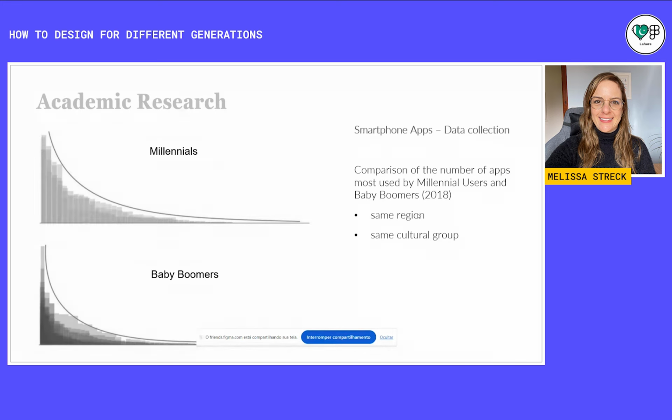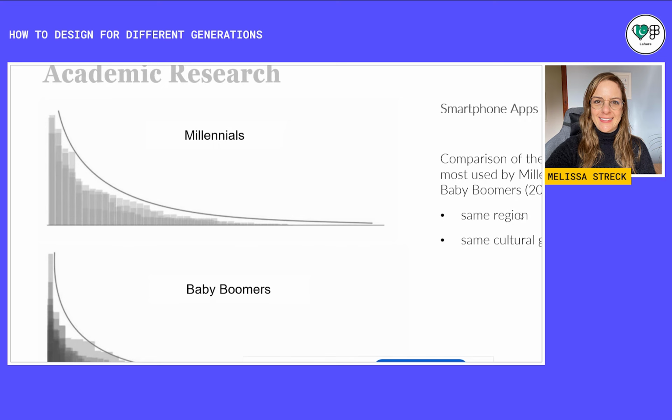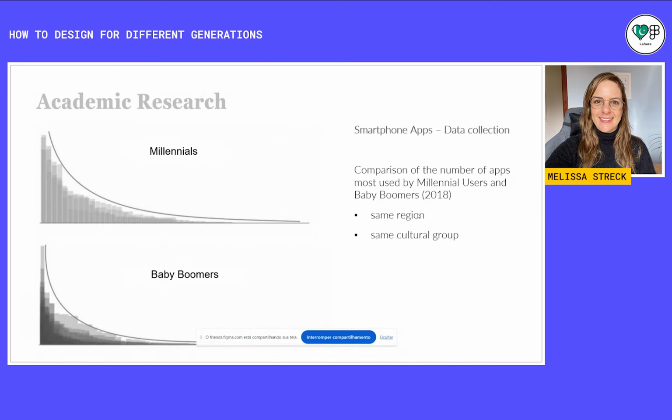So let's talk about my academic research. During my PhD, I did a comparison between two generations. First, I collected data on what the baby boomers had on their smartphones, which apps they used and which they used the most. I did the same with the millennial group. They were from the same region here in South Brazil and the same cultural group.